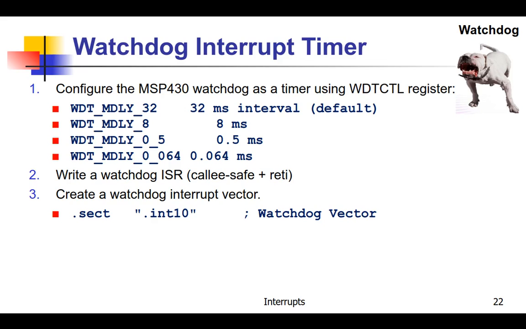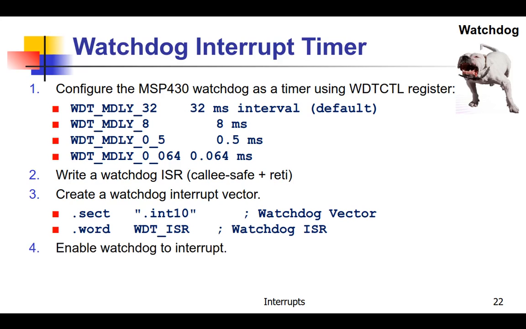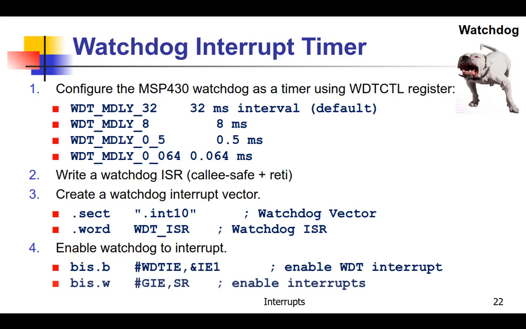And in this section, after you've declared the section, you need to declare a word with the label name of where your interrupt subroutine, interrupt service routine is. So you'll see that in the next example. Then you need to enable the watchdog to interrupt. In other words, you need to allow it to provide interrupts for you. And you can do that by setting the watchdog timer interrupt enable. So then you also have to do the global interrupt enable.